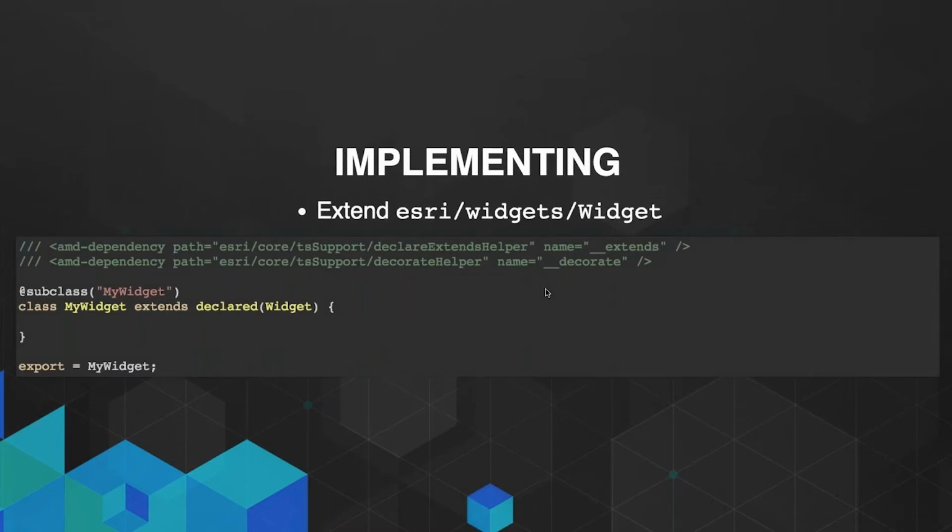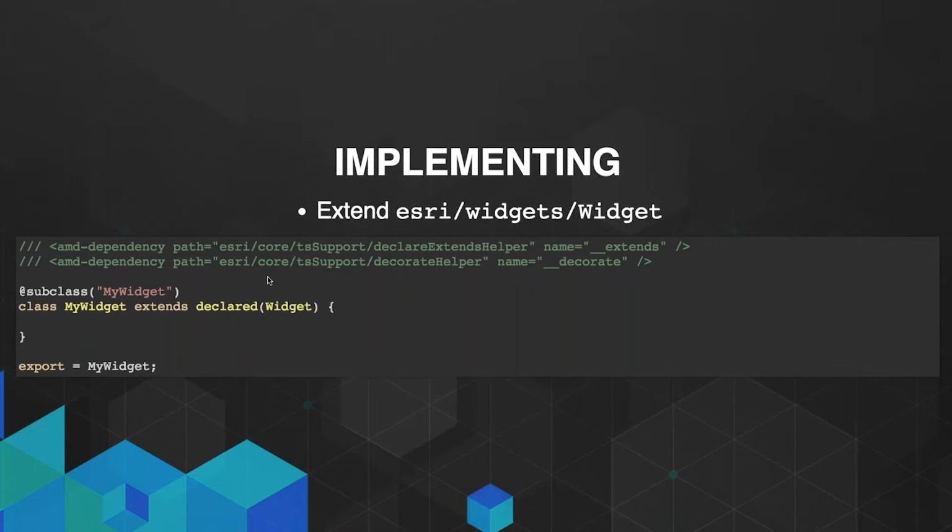So kind of an overview: when you are implementing a custom widget, say if you want a really basic widget, you would start off with this boilerplate, and all it's doing is using some of the decorators we showed to build this MyWidget class, and it's extending the widget base class, and we're just exporting it.